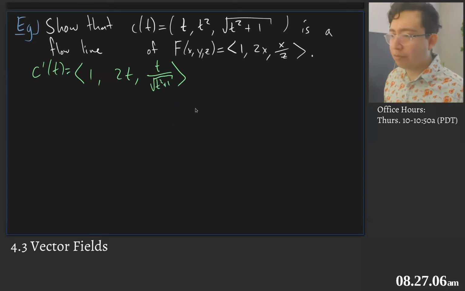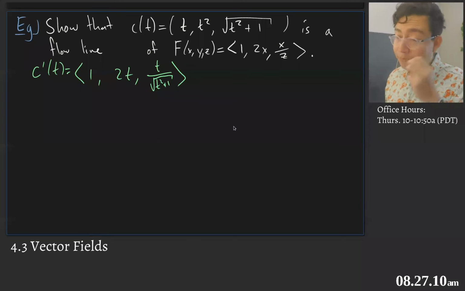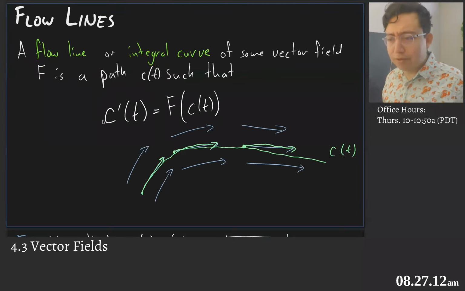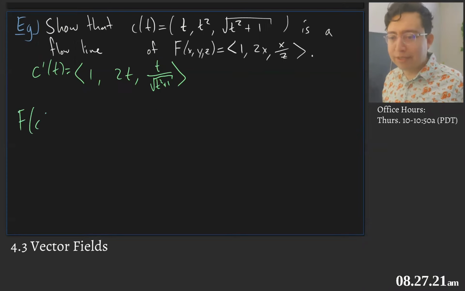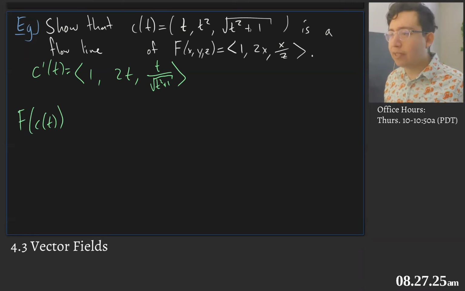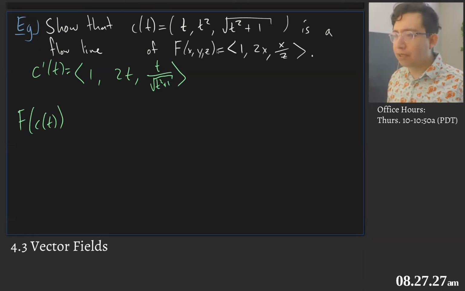Show some more steps for yourself so that you can verify that that's true. Okay, so ultimately what we're trying to show is that the derivative of C is equal to the vector field with C plugged in. So that's the left-hand side. Let's check the right-hand side. So f of C of t is just, hey, look, here we have an x, y, and z. Plug that in here for x, y, and z.